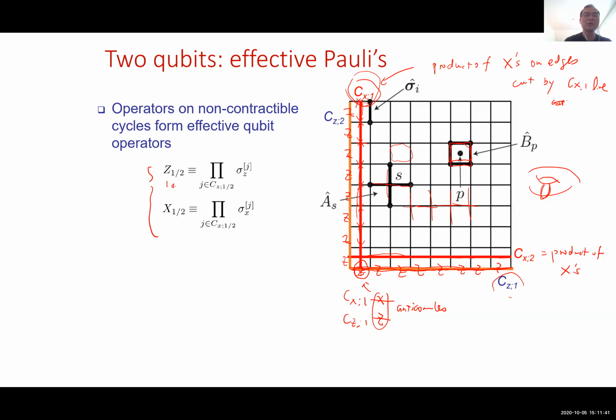Logical qubit 1 or 2, the Z operator is defined as the product of these Z's on the corresponding line. CZ1 is this horizontal orange line, and CZ2 is this vertical orange line. So the product of these Z operators on this line defines a logical Z operator. A product of X on these red curves, which cross the edges, defines the logical X operator.